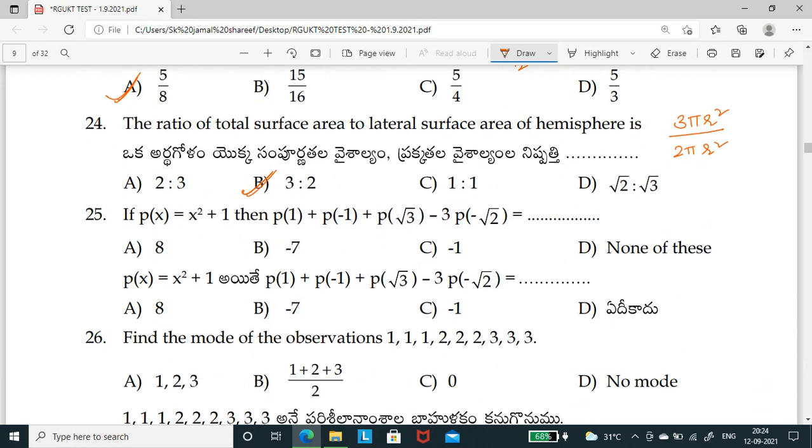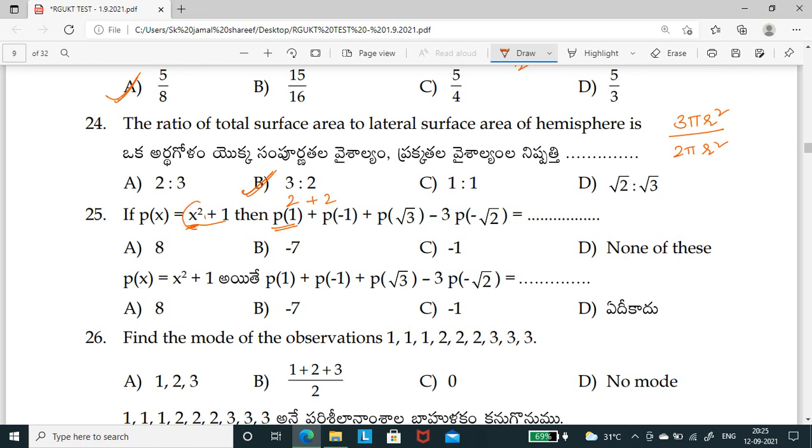Next, question number 25. If p of x is equal to x square plus 1, then p of 1 plus p of minus 1 plus p of root 3 minus 3 into p of minus root 2 is equal to. So p of 1 is 1 square is 1, 1 plus 1 is 2. Next, p of minus 1 is, minus 1 square is 1, 1 plus 1 is 2 again. Next, p of root 3.